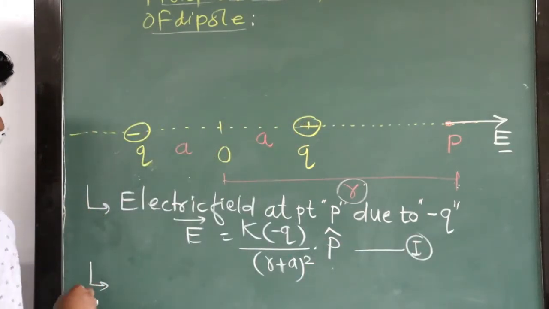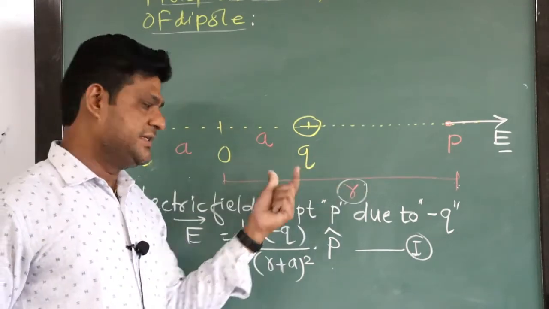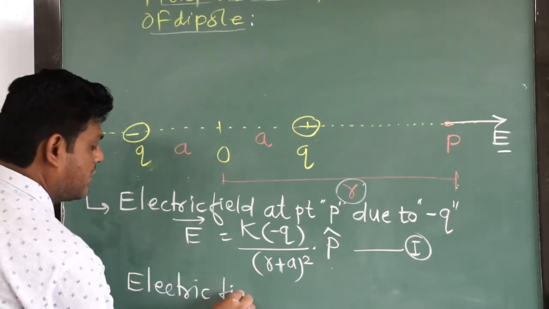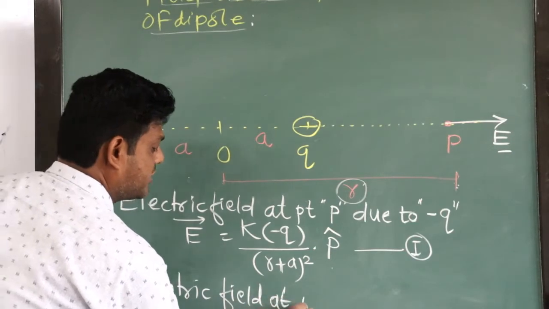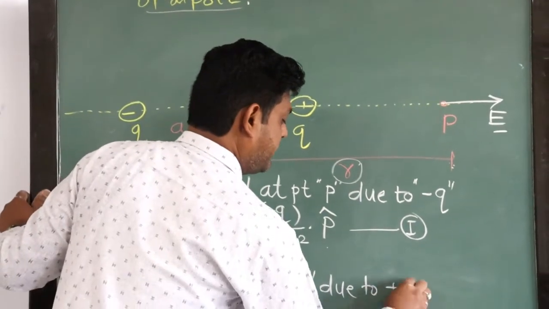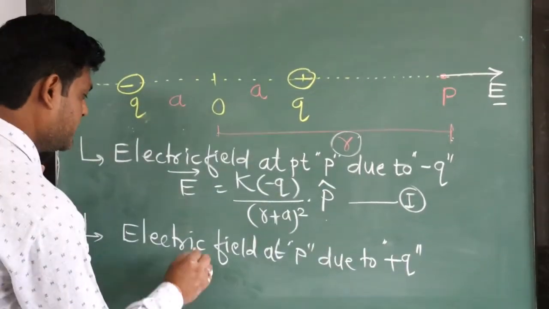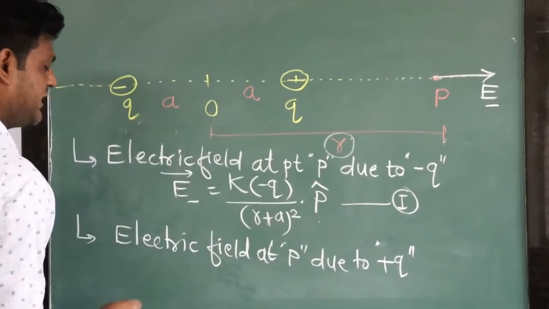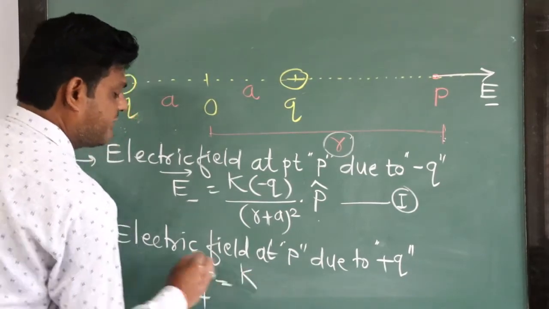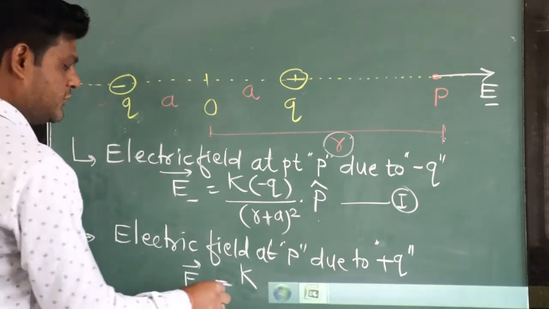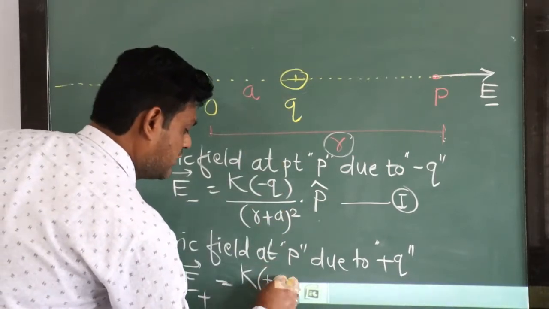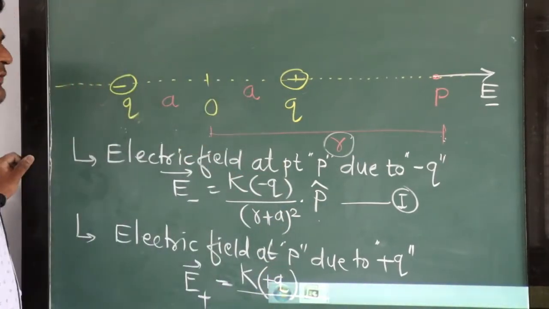Similarly, the electric field at point P due to the plus q charge. We will write electric field at P due to the plus q charge, and suppose we represent it like this: here it is E vector plus. Again the formula is the same, kq by distance squared. So q is what? Due to this, we will write plus q divided by distance squared.